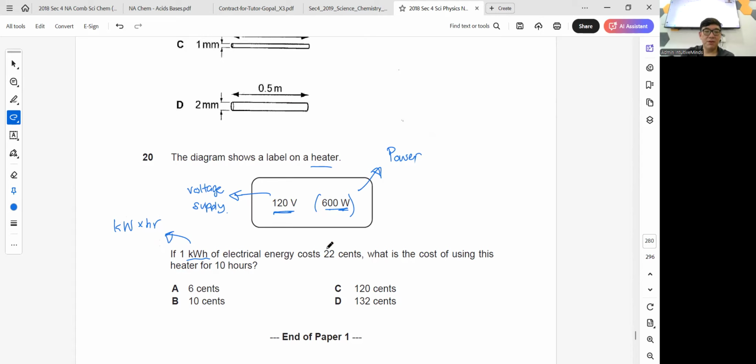So if you have 1 kilowatt hour costing 22 cents, they ask for the cost of using this heater. Now take a look. Kilowatt times hour. Anything here that is remotely related to the kilowatt part? 600 watts. Can I use it straight away? No, so this is 0.6 kilowatt. How many hours have we used? So how many kilowatt hours are there? 6. And how much will it cost then? 100.